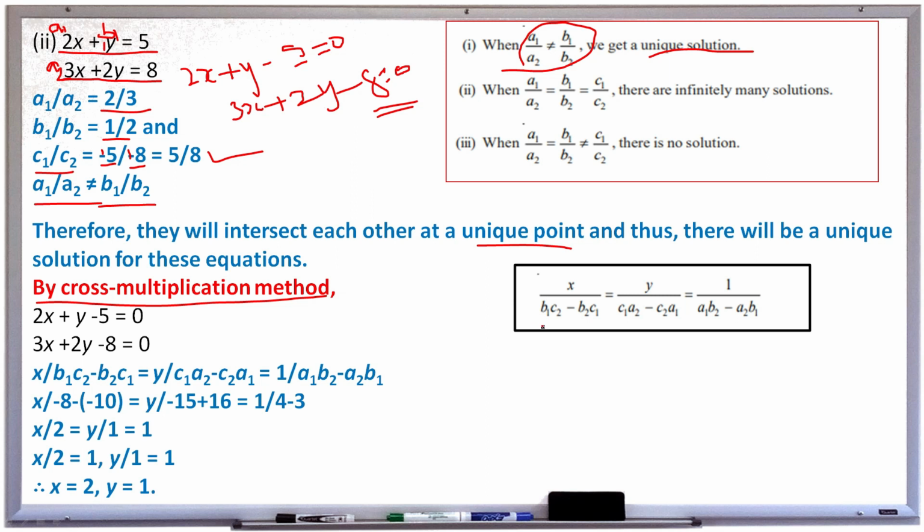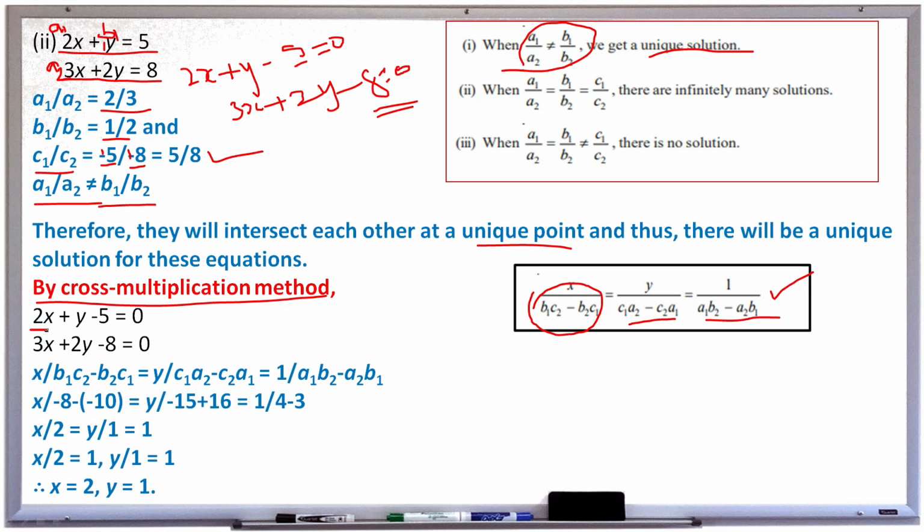How does the cross multiplication method work? This is the formula: x by b1 c2 minus b2 c1 is equal to y by c1 a2 minus c2 a1 is equal to 1 by a1 b2 minus a2 b1. Already we know how to write this formula. Now we can apply.